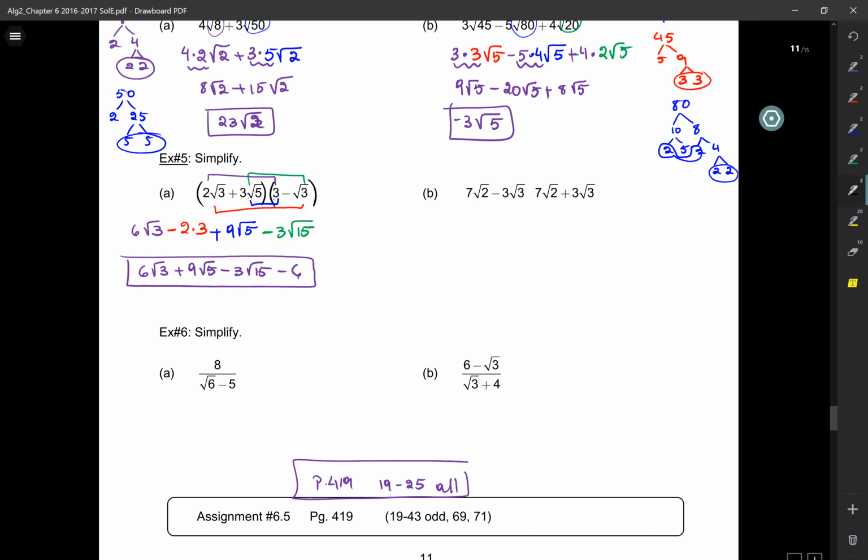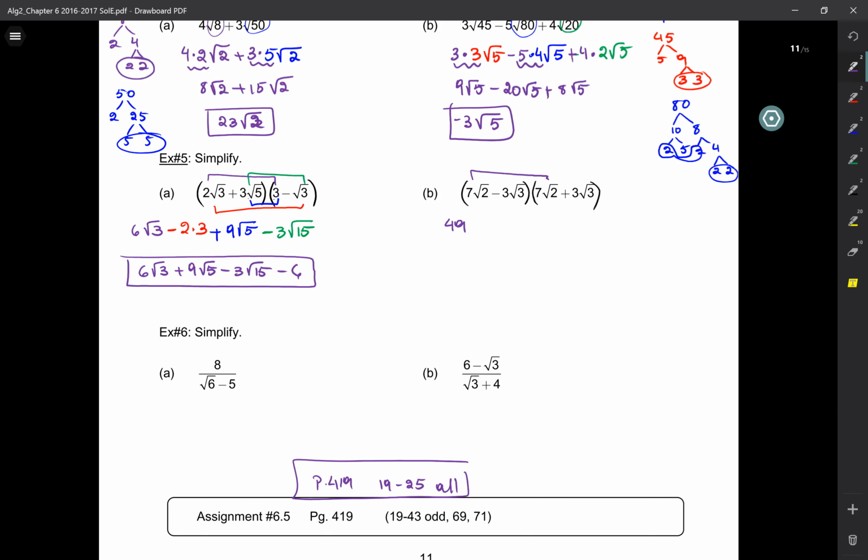And we're going to do the same thing. First, outer, inner, last. So first terms: 7 root 2 times 7 root 2. So let's see if we could do this semi-mentally. We multiply the coefficients. 7 times 7 gives me 49. And then I have a root 2 and a root 2, and it gives me 2, right?